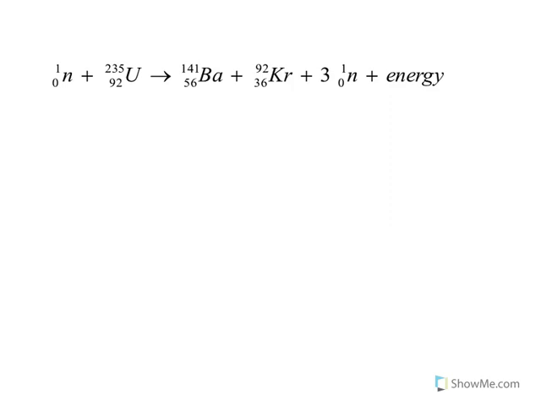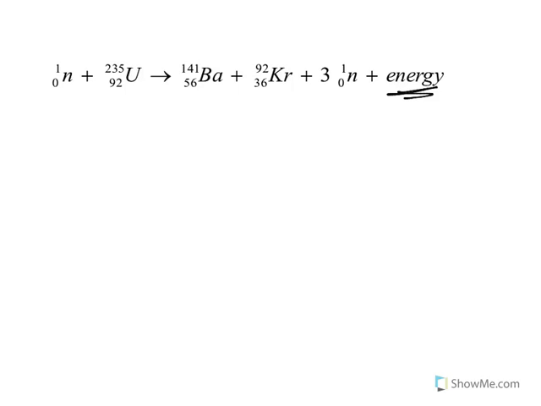Let's have a look at a typical reaction. Let's have a look at the reaction where we've got a neutron firing into uranium, and it splits up, and you get barium, krypton, 3 neutrons, and then some energy. And so this energy, we're going to have a look.